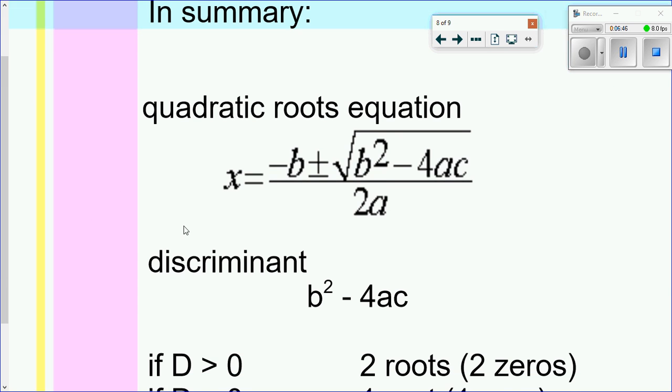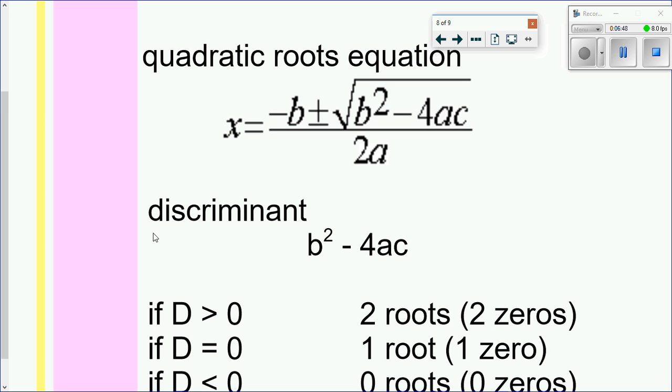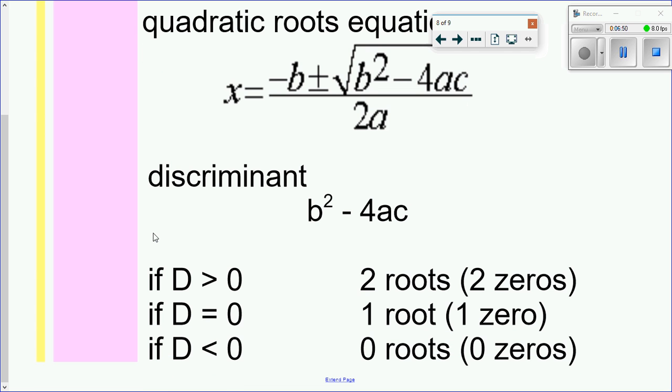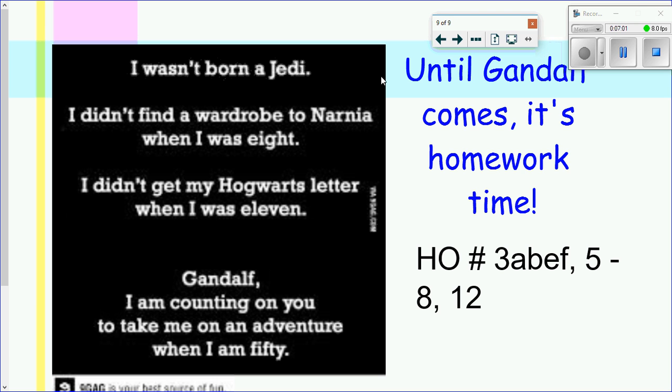So remember the quadratic roots equation. The discriminant is the part under the square root. If it's greater than 0, then you have two roots. If it equals 0, then there's one solution. And if D is less than 0, then you have no solutions. All right.